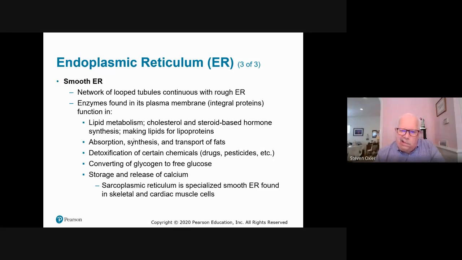And in the muscle cell, the smooth endoplasmic reticulum stores and releases calcium. Remember, I told you the most abundant mineral in your body is calcium. And here in the smooth endoplasmic reticulum, especially in muscle tissue, is where we store and release calcium so that you can move and your heart can beat.